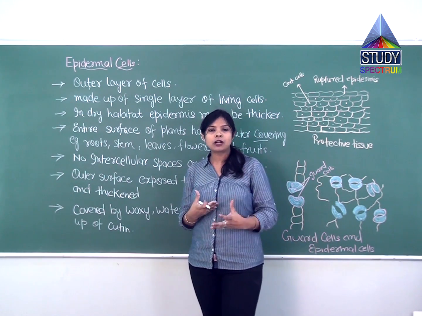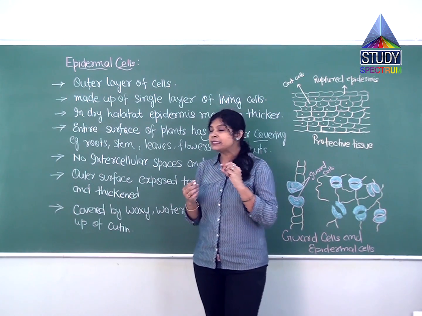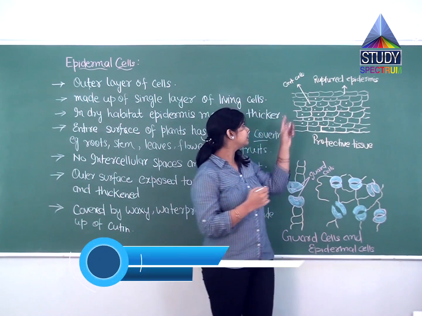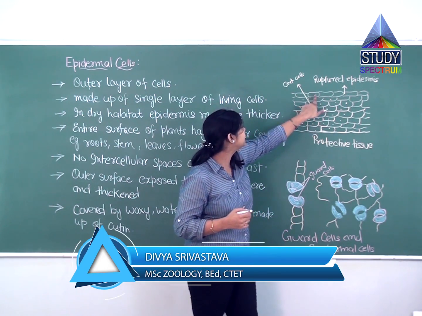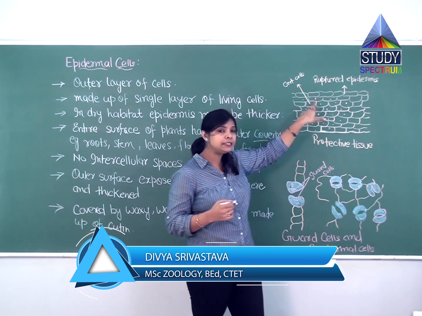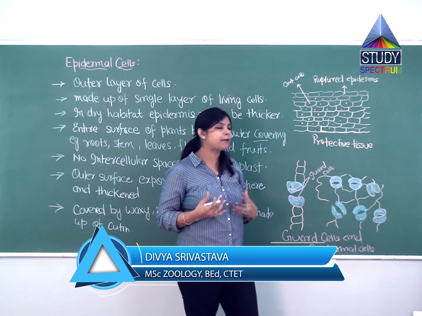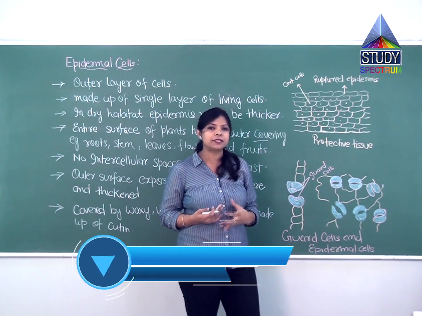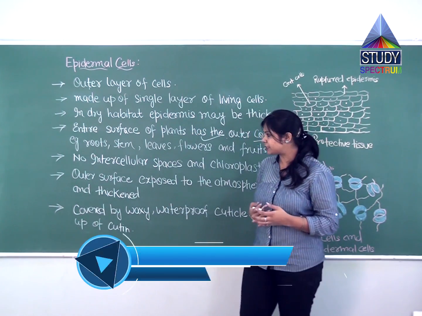So if I talk about epidermis, here the cells will be arranged something like this. You can see that there is no space, which means the cells will be tightly and densely packed in the epidermal cells.